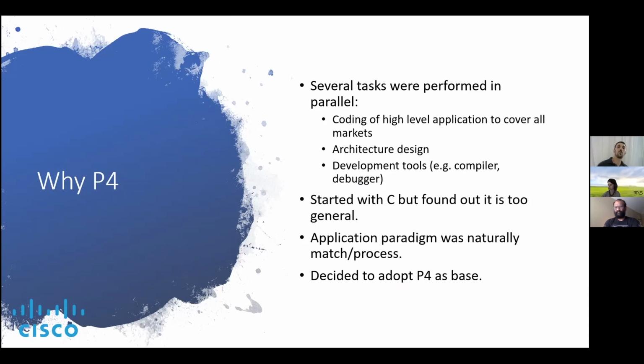Here, from the start, we did all tasks in parallel. We coded the high-level application that covers all markets. We did the architecture design. We developed the tools, and we also developed the SDK. All of these actions were done in parallel. And this allowed us to balance each one of these activities. And we started with C, but we found out that it is too general. Not everything that we could code in C, we could compile or we could implement.